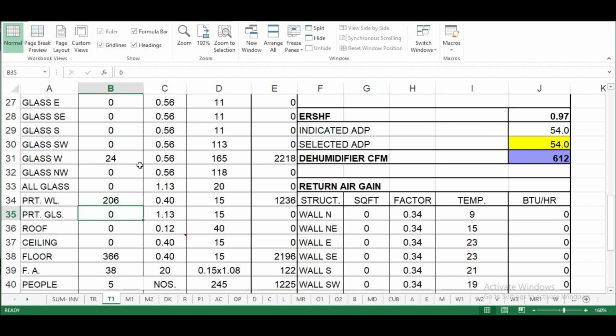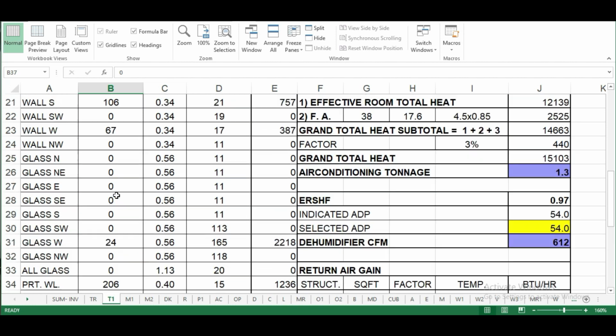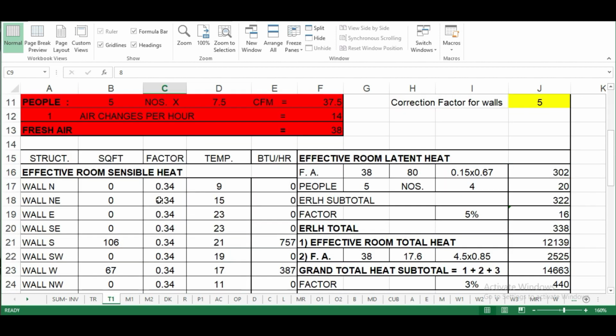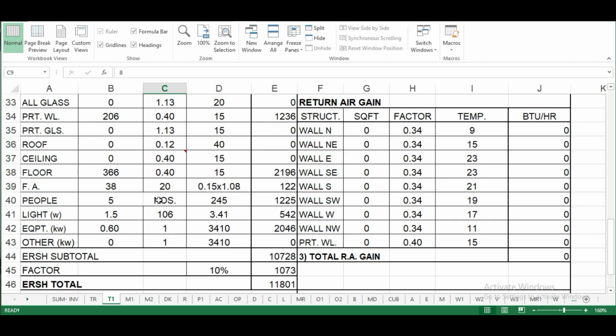Next is roof. If your floor is a top floor and your roof is facing the sun, in that case you have to enter the roof square feet over here. If it's not, and you have some floor above you, then you don't have to enter the roof here. Next is ceiling. Since we have a ceiling in this project, we will enter 106 feet here.